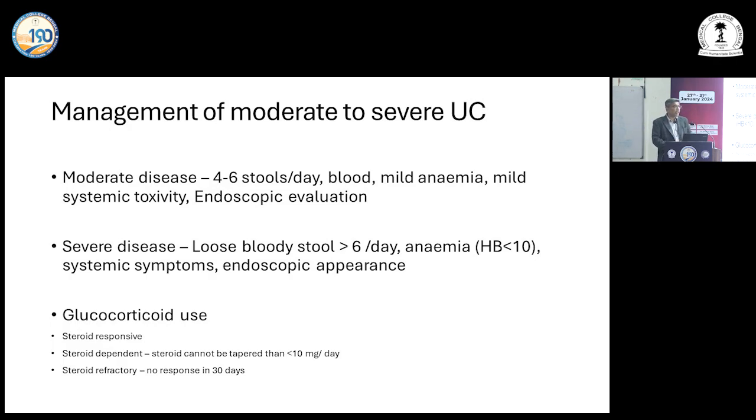So we divide into 3 groups: those who are steroid responsive, those who are steroid dependent. Steroid dependent means we cannot taper the dose of steroid below 10 milligrams a day, or they will get recurrence. Or steroid refractory, when there is no response to steroids after taking steroids for almost a month. So that's how we actually classify patients before starting treatment.